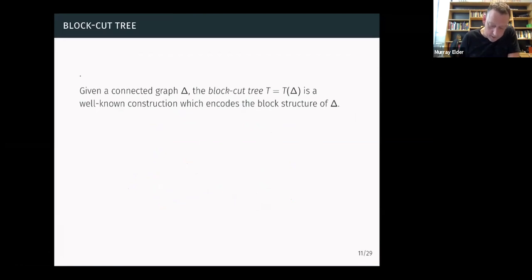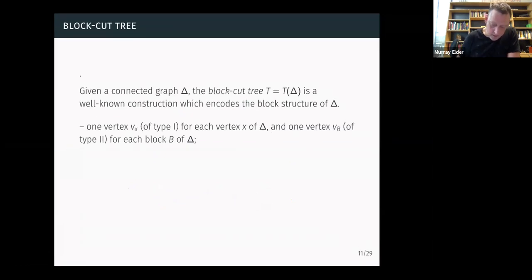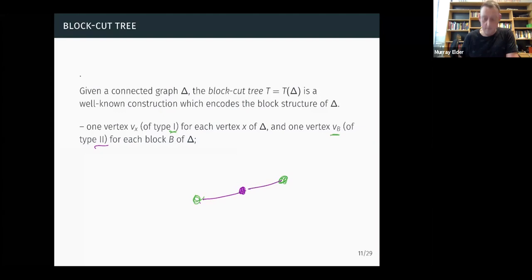So given a connected graph, the block cut tree is something we can always construct. You put a vertex, say of type 1, for each vertex of the existing graph. And then you put another vertex for every block. And you join these vertices of type 1 to vertices of type 2 if that vertex, that green vertex, lives inside that block. And so that block will be connected to all of the green vertices inside it.